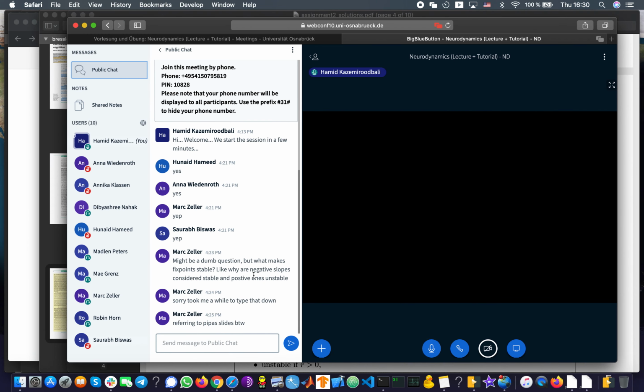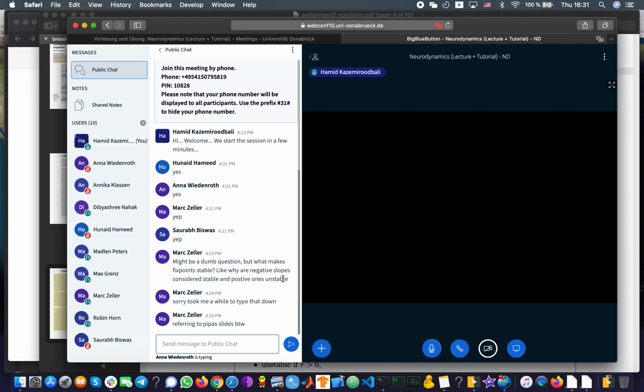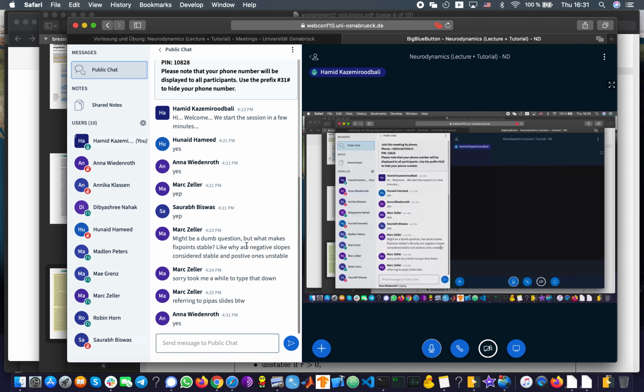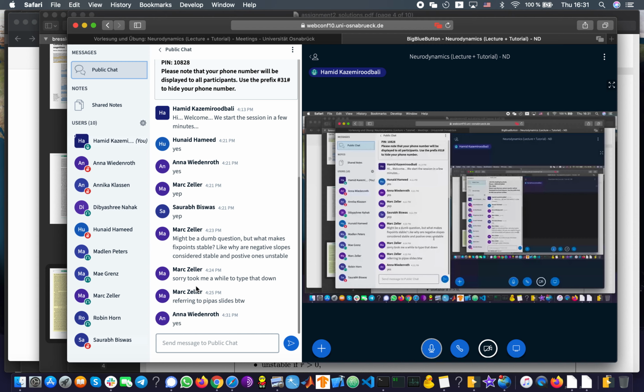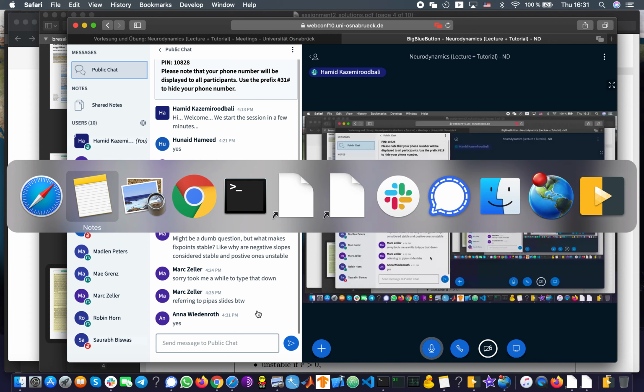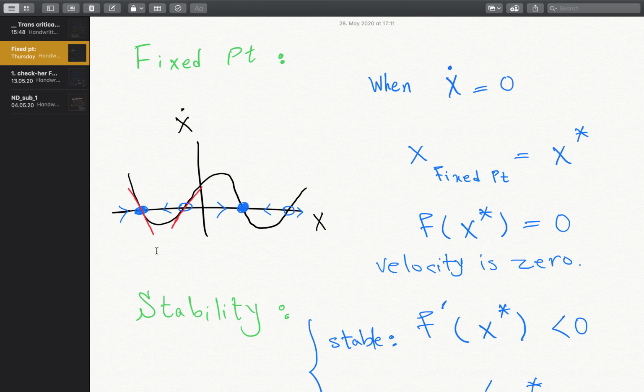I have some, but what makes fixed points stable? Like, why are negative slopes considered stable and positive ones unstable? I see. Okay. So let me actually tell you this. It's a good question. So here we can see.